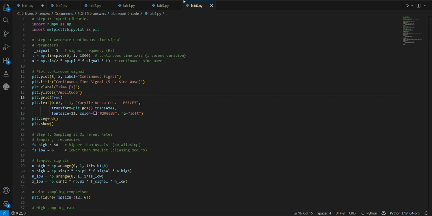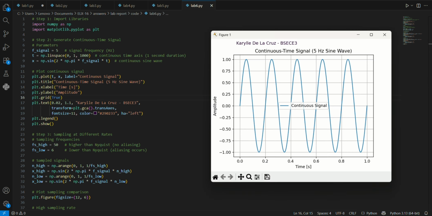Let's begin. To start, we import our usual libraries, NumPy for computations and Matplotlib for plotting graphs. Then we generate a continuous time sine wave. In this example, our signal has a frequency of 5 Hz, which means it completes 5 cycles every second. We create a time axis from 0 to 1 second using 1000 points.